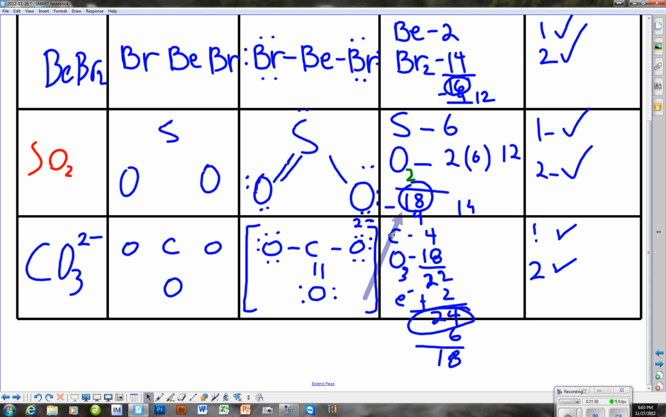Now we have to check the total out, 18 total. There's 8 around this oxygen and 8 around this oxygen. 8 and 8 are 16, plus the 2 on the sulfur makes a total of 18, and now we can check off number 2. The total electrons come out right.